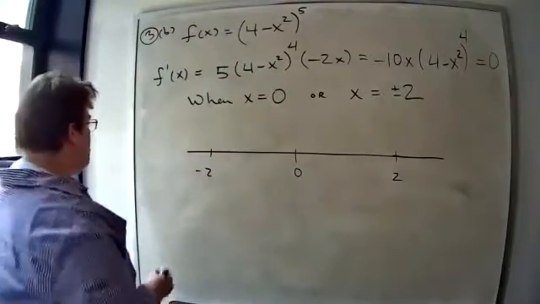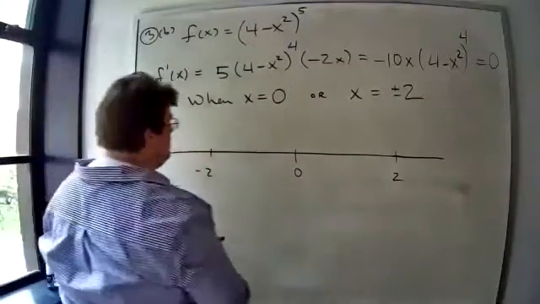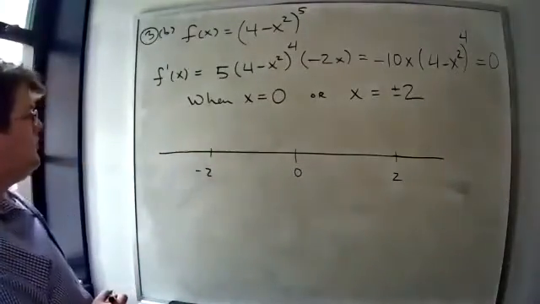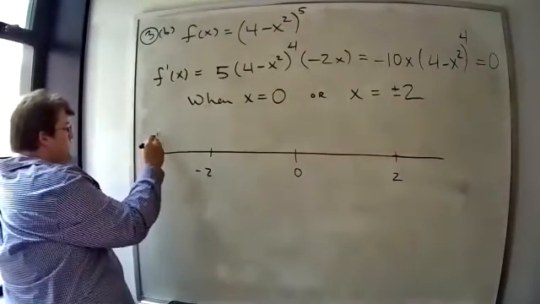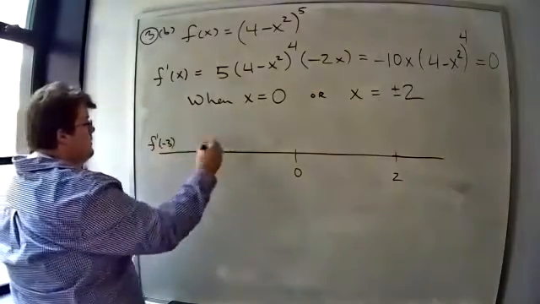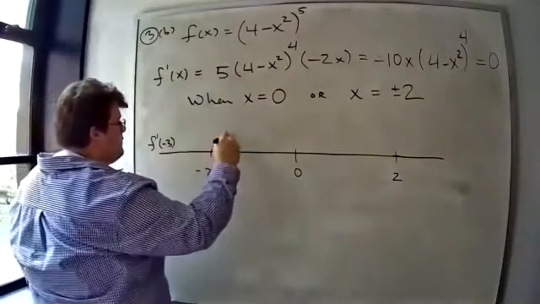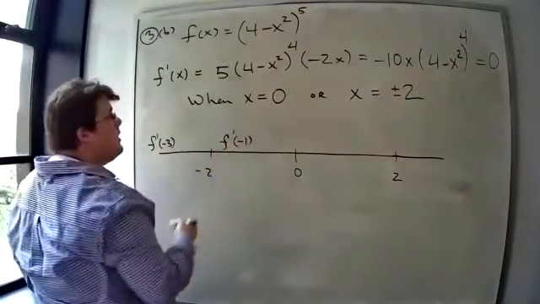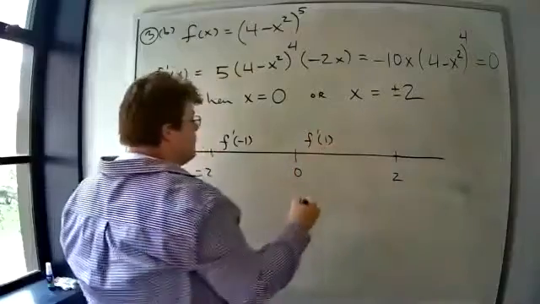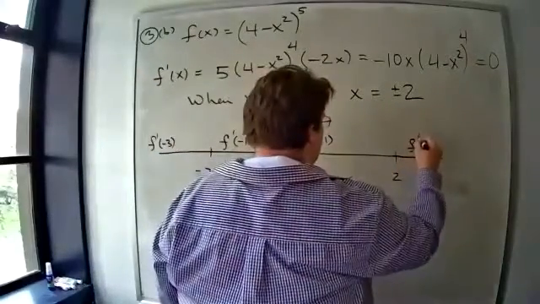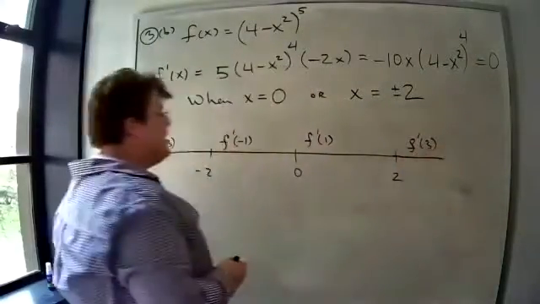Okay, so now we're going to do our sign analysis. We have 2, -2, and 0. So we need the sign of the derivative over here. I'll pick -3. We need the sign of the derivative in here. I'll pick -1. The sign of the derivative here. I'll pick 1. The sign of the derivative here. I'll pick 3.